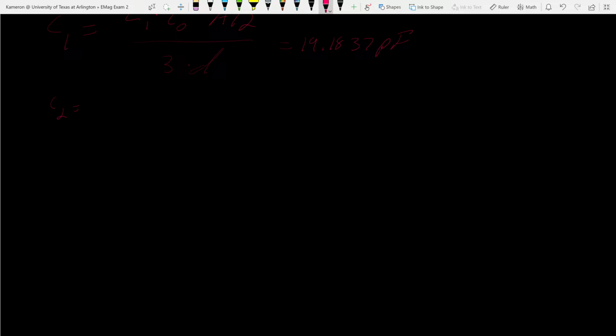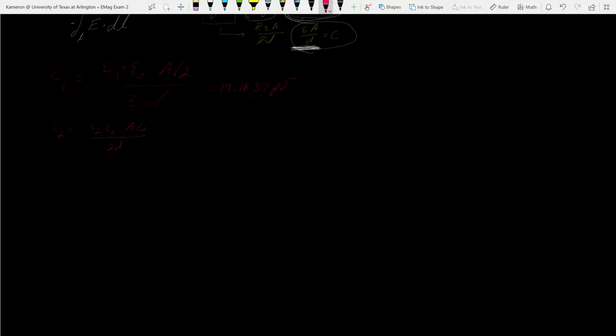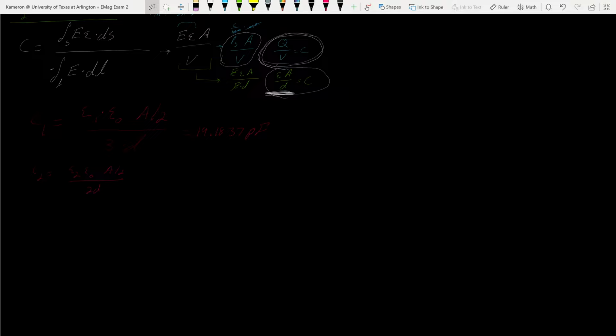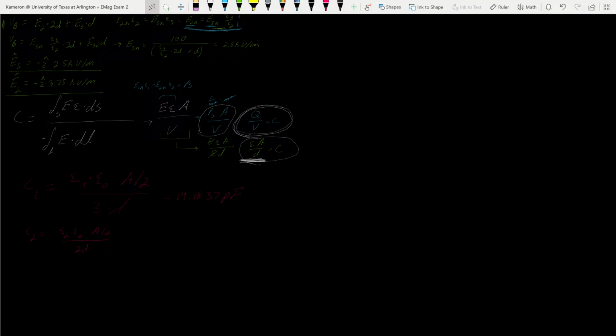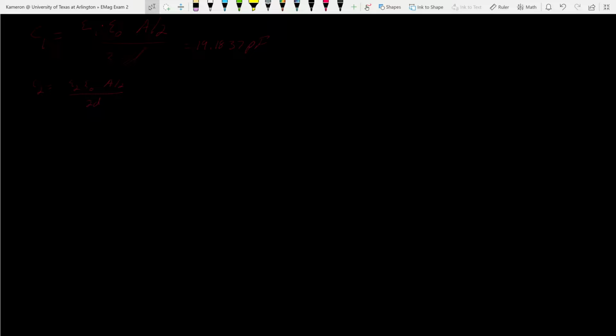Do the same thing for C2: E2, E0, area over 2, over 2D. This is simply because the height of the substrate is 2D. And this will give us an answer of 44.27 picofarads. Pico is just 10 to the negative 12. I'm sure you already know that though.